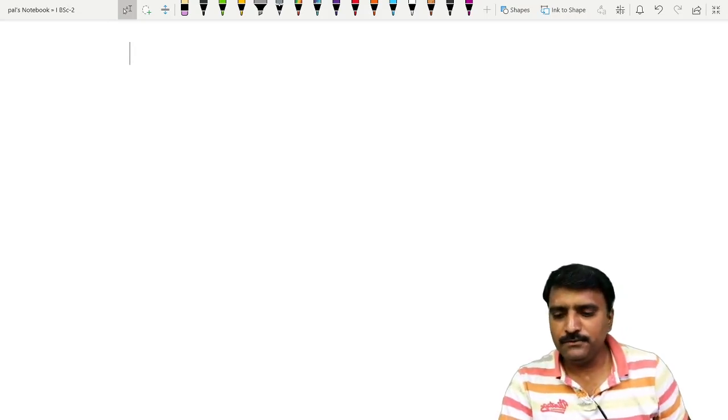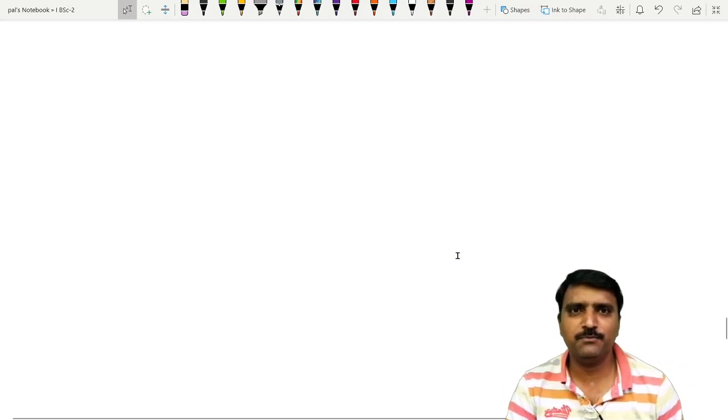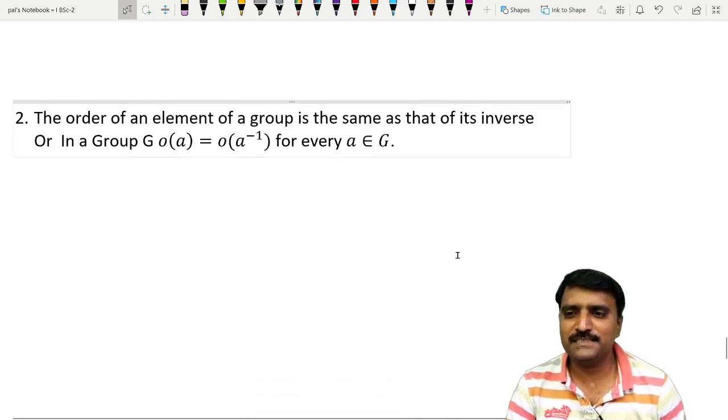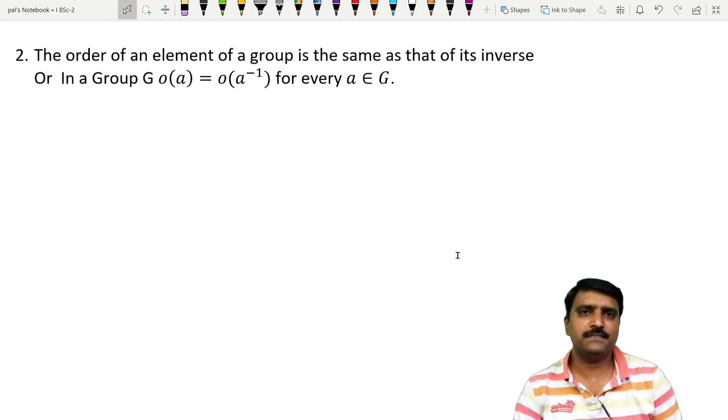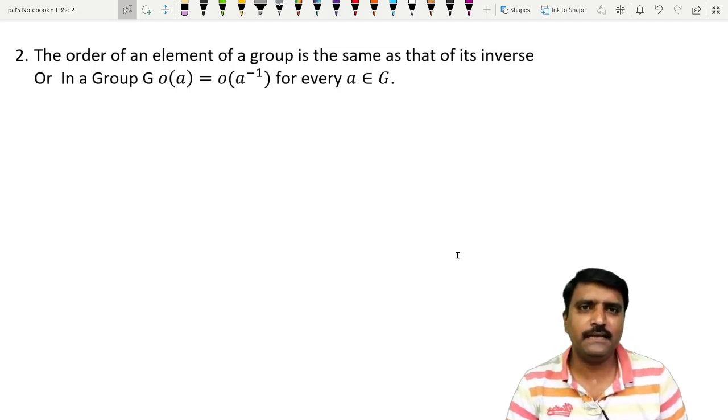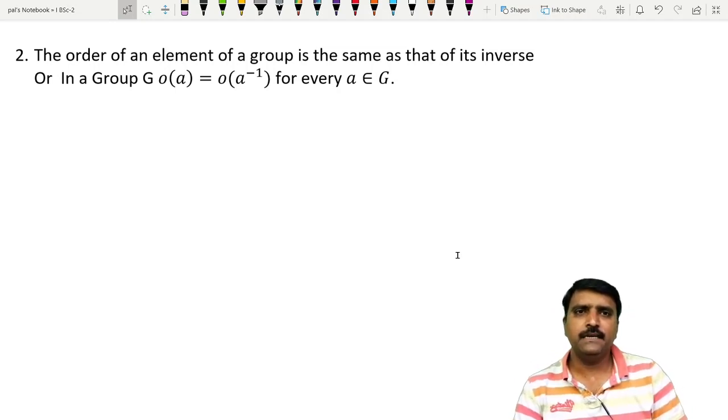So in today's session, I would like to discuss some more important theorems in groups. That is, the order of an element of a group is the same as that of its inverse. In any group, every element has its inverse. If you consider the order of an element and the order of its inverse, they are the same. That is, in a group G, suppose A is any element of G, then order of A is equal to order of A inverse for every A belongs to G.